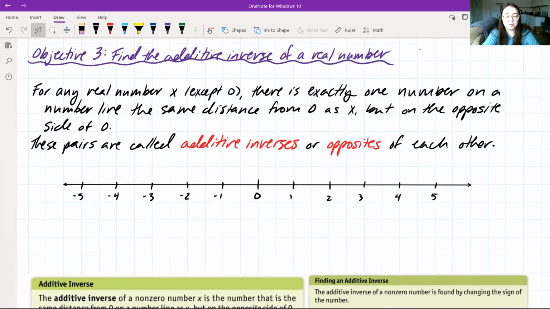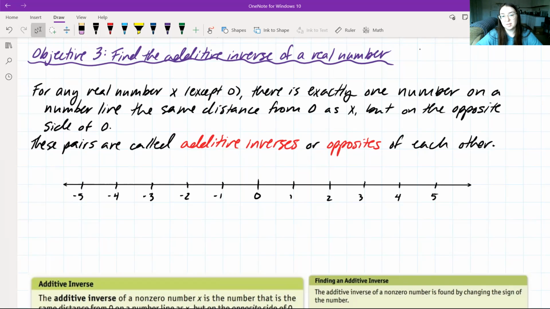All right, on to our third objective here. Our third objective is asking us to find the additive inverse of a real number. For any real number x, except for 0, there is exactly one number on a number line, the same distance from 0 as x, but on the opposite side of 0. These pairs are called additive inverses or opposites of each other.